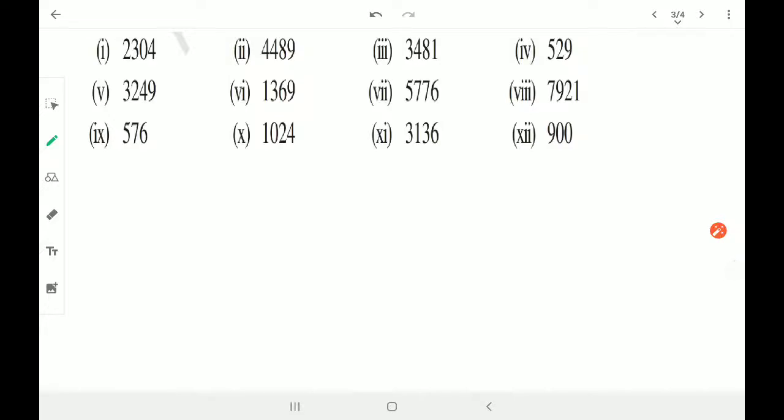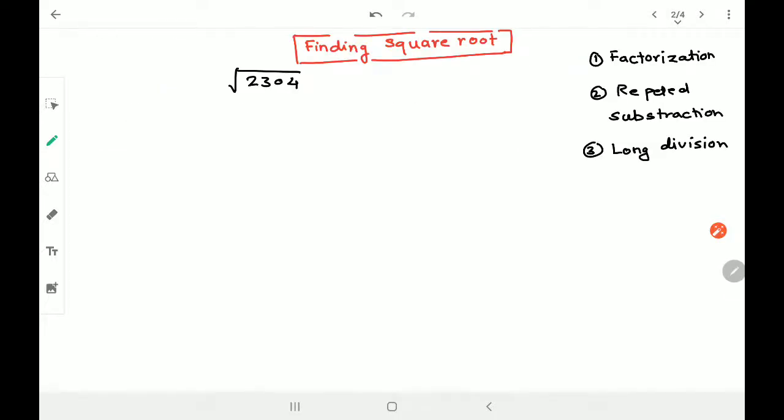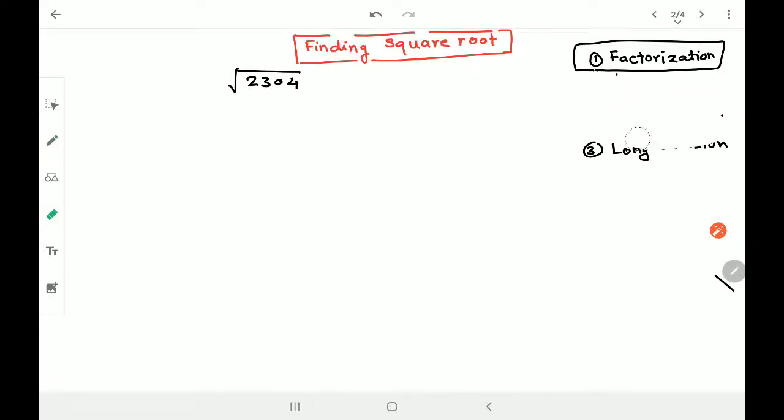So let us try to understand a typical method to find out the square root of any number that comes in front of you. The very first method that we are going to learn today is the factorization method, and that's the only thing we are going to do today. There are two more methods, the repeated subtraction method and the long division method, that we are going to do in the consecutive days after this. So first of all, factorization method.